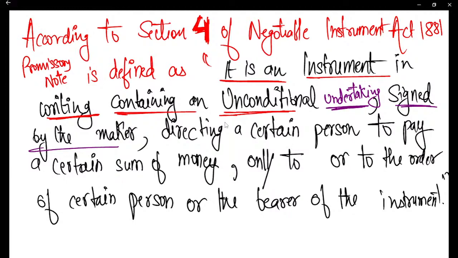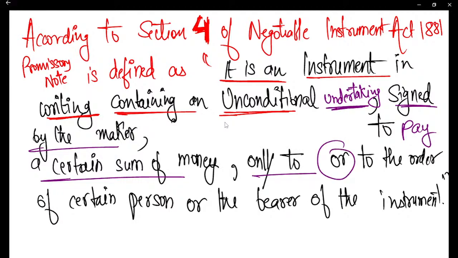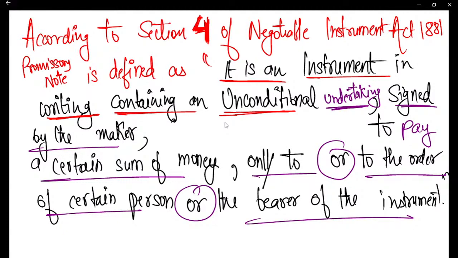Now, please pay attention. The next line is directing a certain person. This will be erased because we are taking the undertaking. We are not giving order to any person. So, ये नहीं आएगा. We are not directing anyone. हम promise दे रहे हैं. So, it is an unconditional undertaking signed by the maker to pay a certain sum of money only to or to the order of certain person or the bearer of instrument.